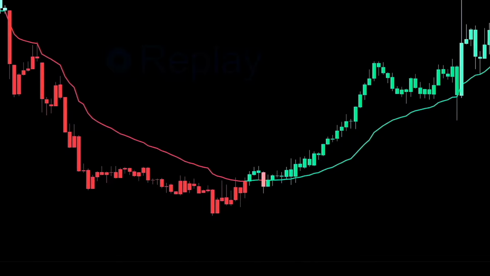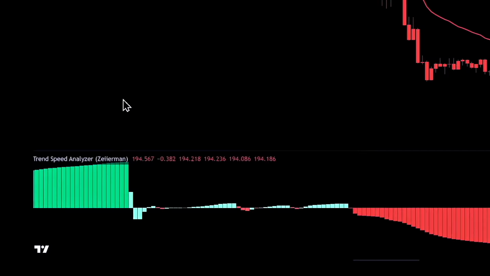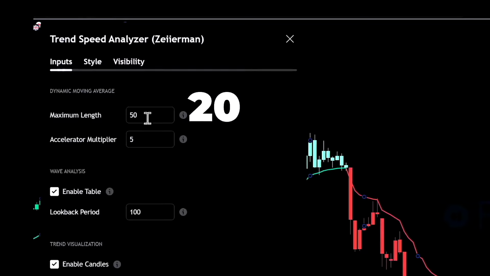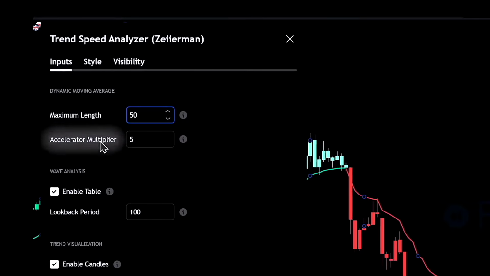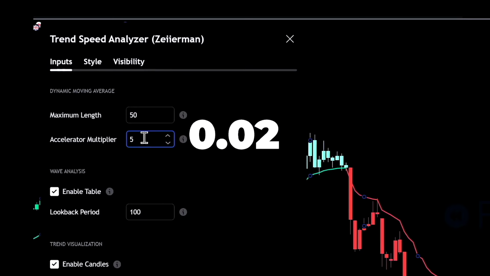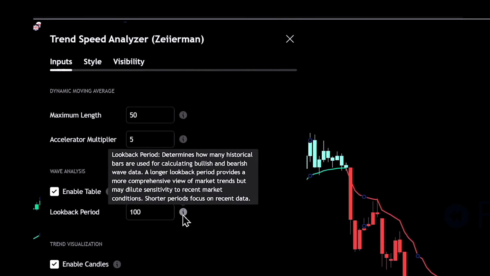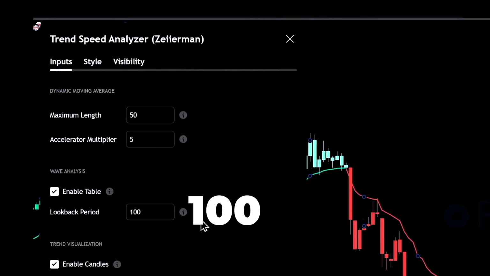Let's check the settings. Double-click the indicator to open the panel. The MA length default at 20 smooths the trend line. Tweak it for responsiveness versus noise. The accelerated multiplier around 0.2 for Forex and Indices adjusts how sensitive the line is to price shifts. The lookback period, default at 100, says how far the wave stats go. Try bumping it to 150 for a more stable baseline.